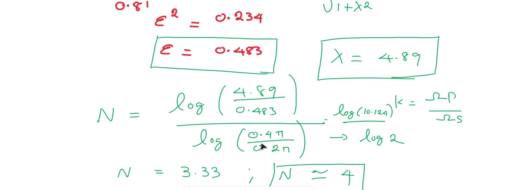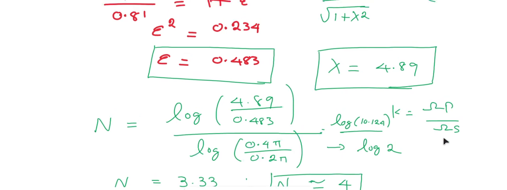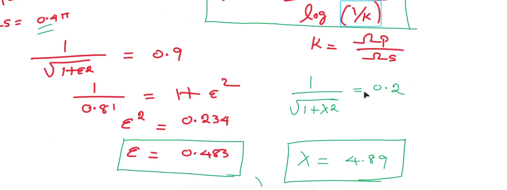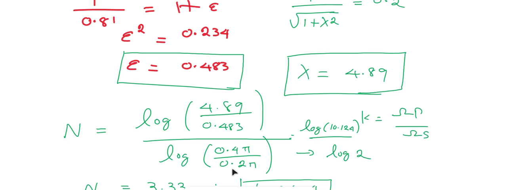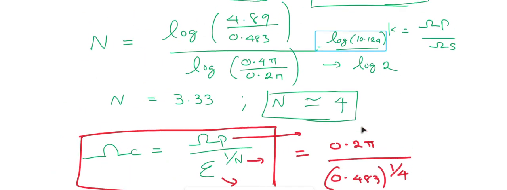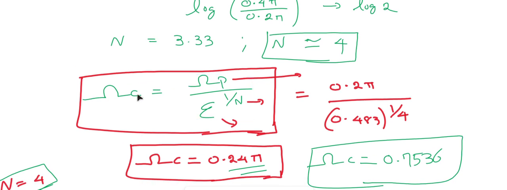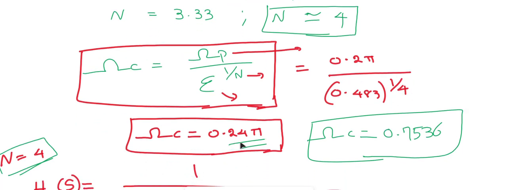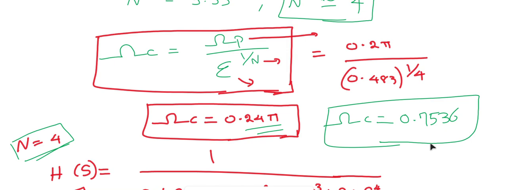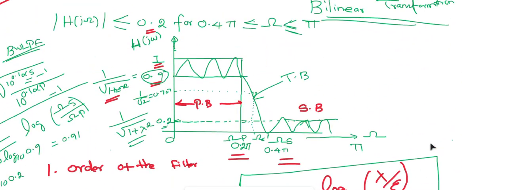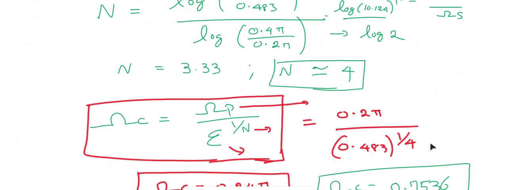If you use this formula, k is equal to omega p by omega s, so 1 by k means omega s by omega p. Once we find the order of the filter, the cutoff frequency can be determined by omega p divided by epsilon to the power 1 by n for the Butterworth filter. Omega p is 0.2 pi, epsilon we determined, and the order is 4. So you compute the value of omega c and you will get omega c equal to 0.7536. So this is the second step completed. Once the order of the filter is determined, then determine omega c.